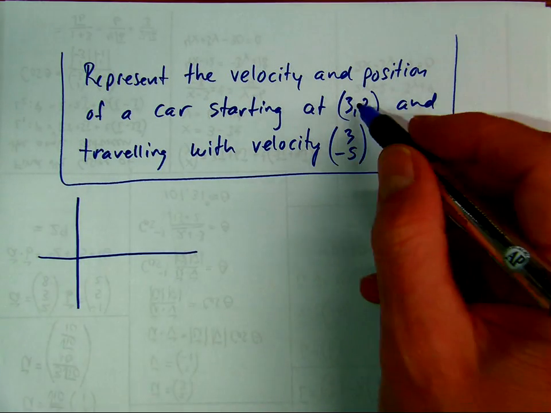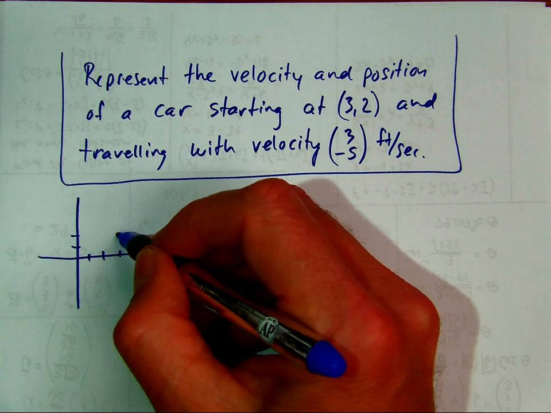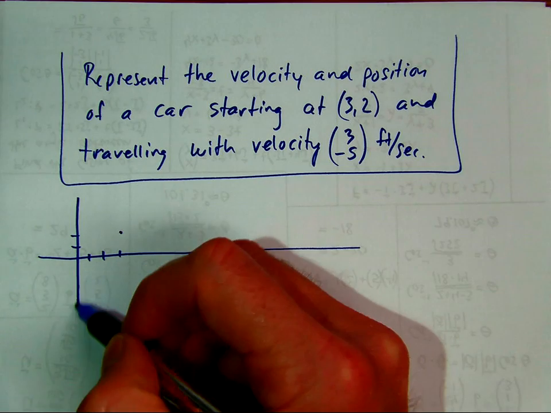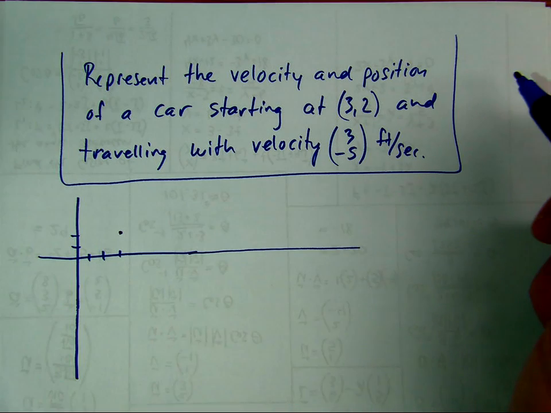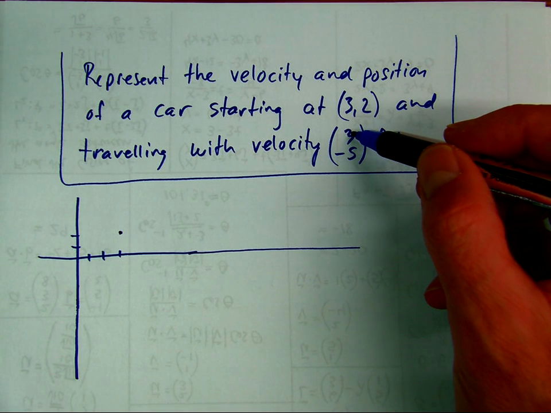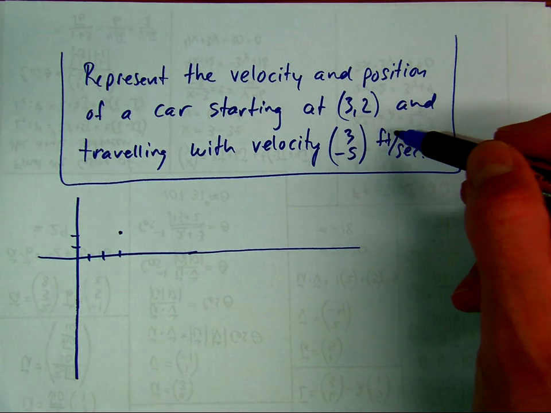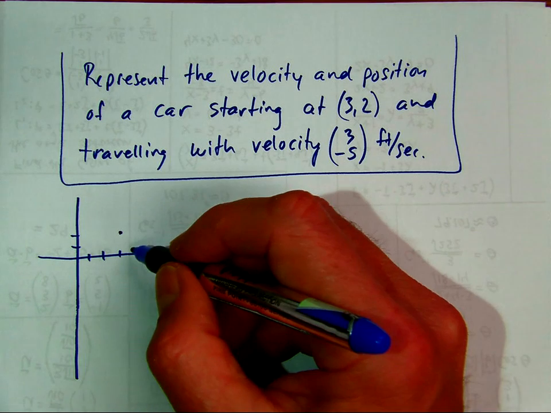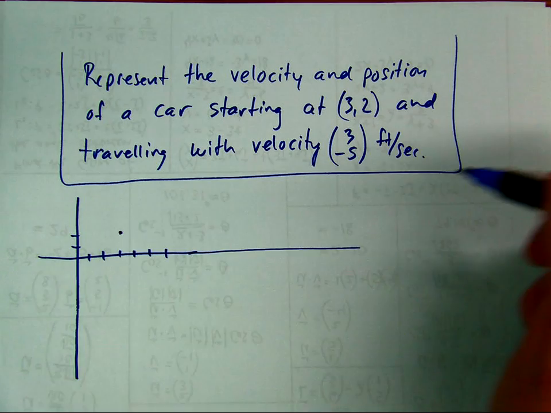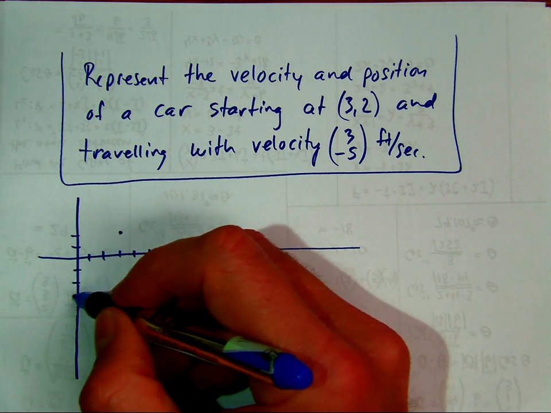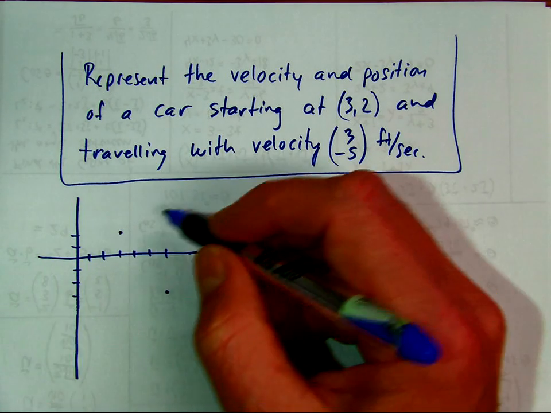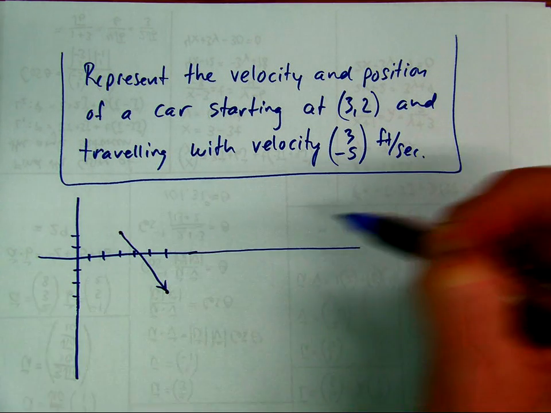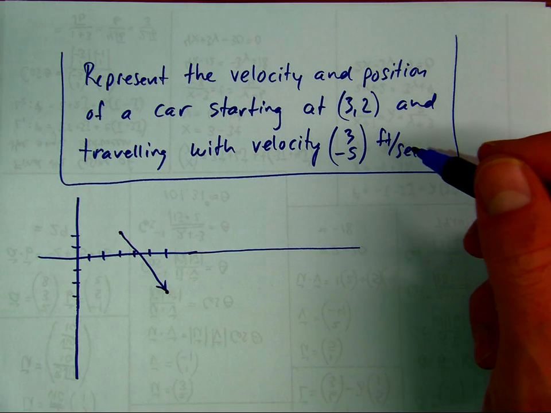So it's starting at 3, 2. And it's traveling 3 to the right, 5 down feet every second. So after 1 second, it's going to be at 1, 2, 3. And then 1, 2, 3, 4, 5. It will be right there. That's the position after 1 second.